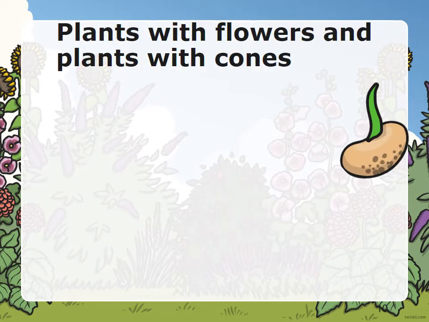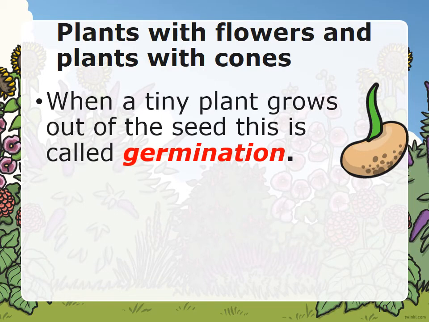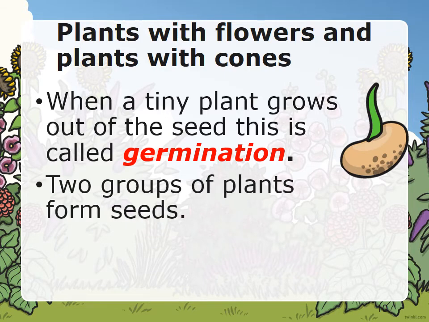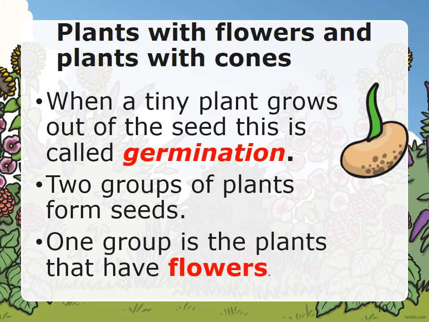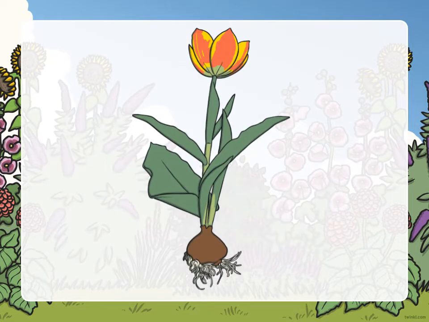Plants with flowers and plants with cones. Can we tell the difference? When a tiny plant grows out of the seed, this is called germination. Two groups of plants form seeds. One group is the plant that has flowers. Here is the plant with a flower.